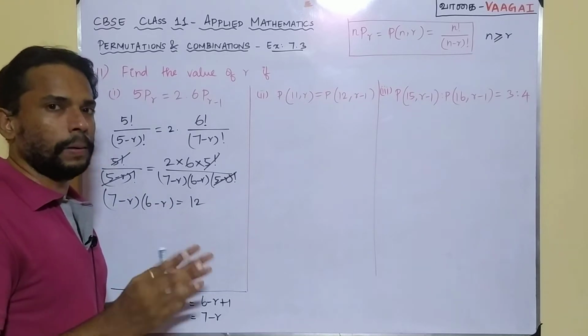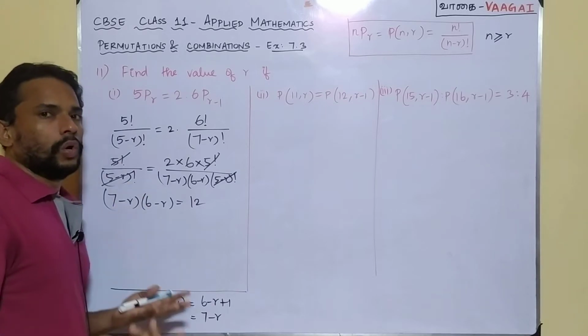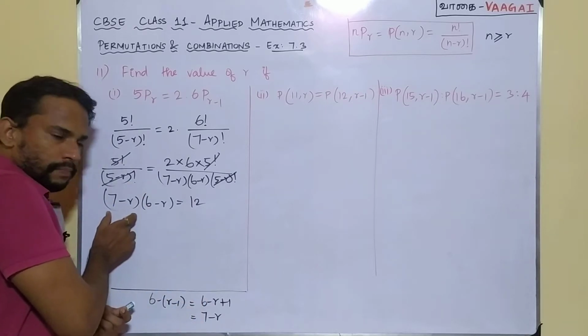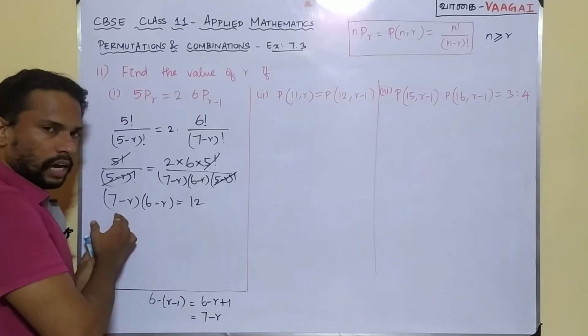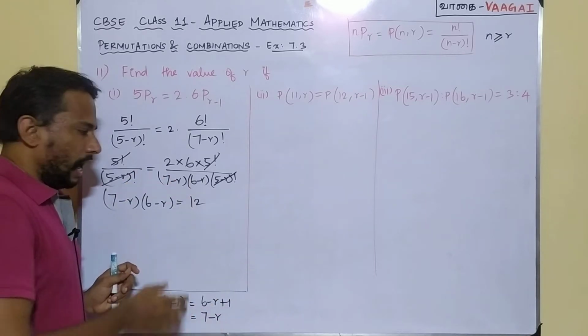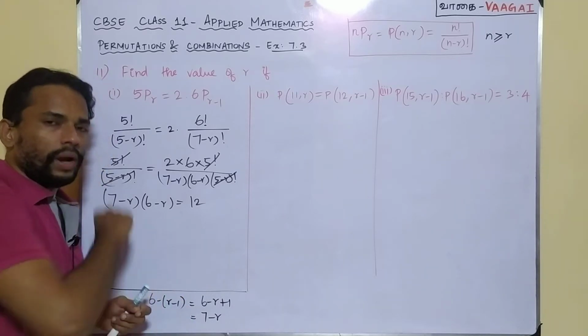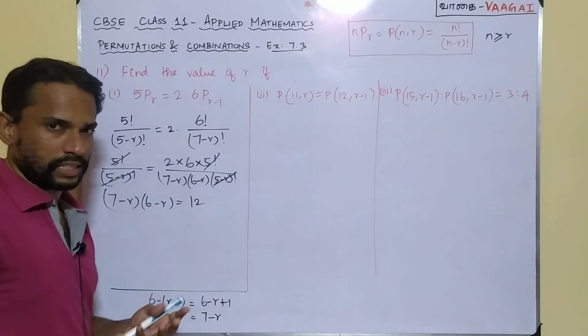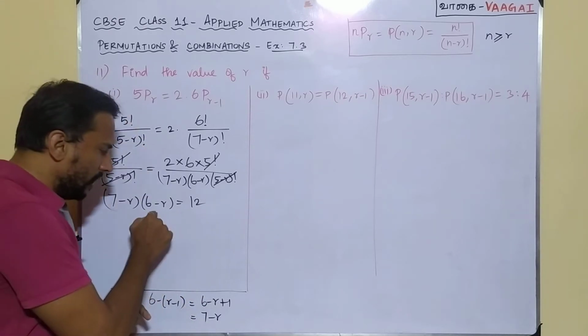So that means, very simply, these two are two consecutive numbers. This is a number and this number is 1 less than that. That's it. Very simple. So 7 minus r is going to be some value and 6 minus r is going to be a value which is exactly 1 less than 7 minus r. I hope you can understand this. Why? Because from 7 minus r, if you do minus 1, you will get 6 minus r.